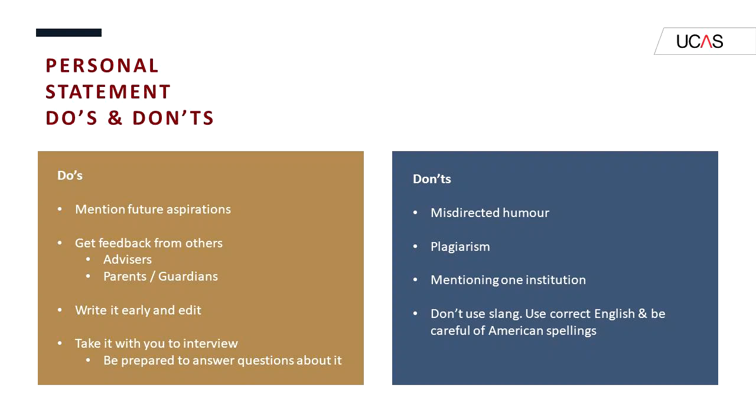When you're writing drafts, I think it's important to get feedback from others, whether it's advisors, parents, partners, employers. Do get other people to read it. And my top tip for proofreading would be go and sit in a quiet room somewhere and read it out loud. You'll find clumsy spelling mistakes. You'll find where you've used the same word about 5 times in the same sentence. And write it early and edit it down over a period of perhaps a few weeks. If you're invited for interview, do take it with you, and be prepared to answer any questions about it as well.